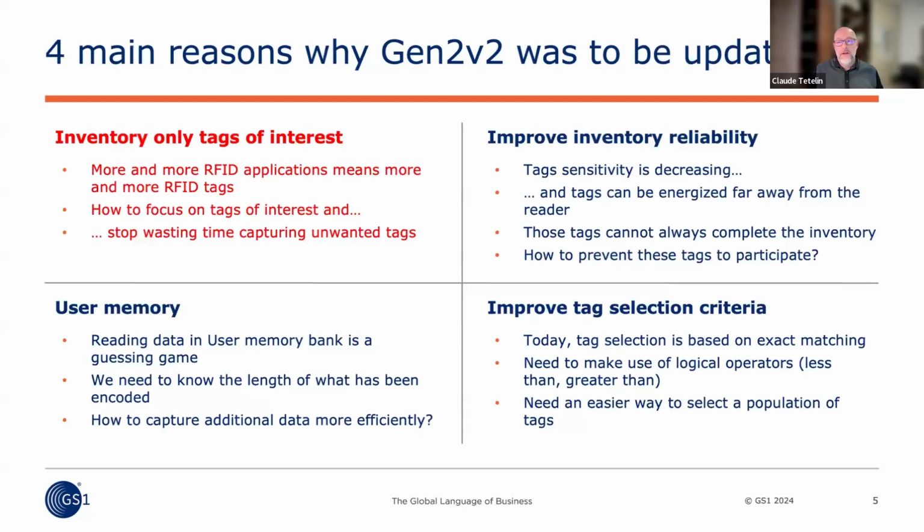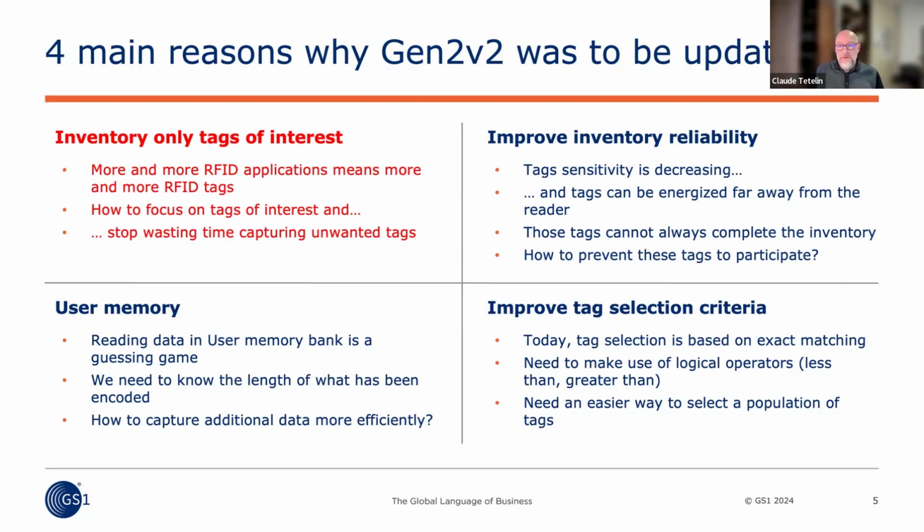So here is a summary of the 4 main reasons why Gen2v2 has been updated. The first one is to solve what we call the tag clutter issue, or stray tags. You know that more and more people are leveraging RAIN RFID, and that's good news, definitely. But this means that there are more and more tags in front of readers.